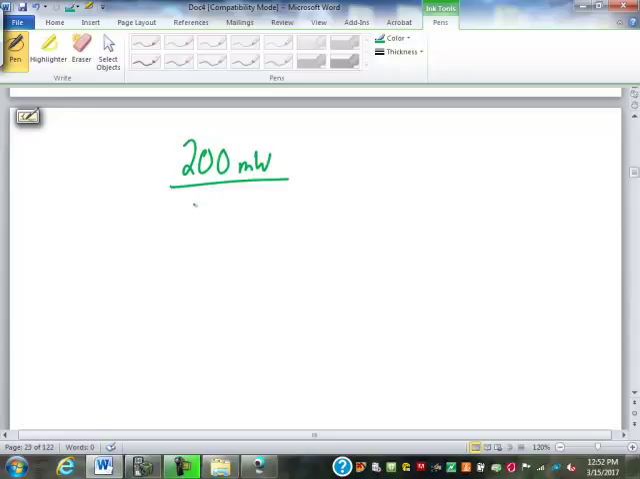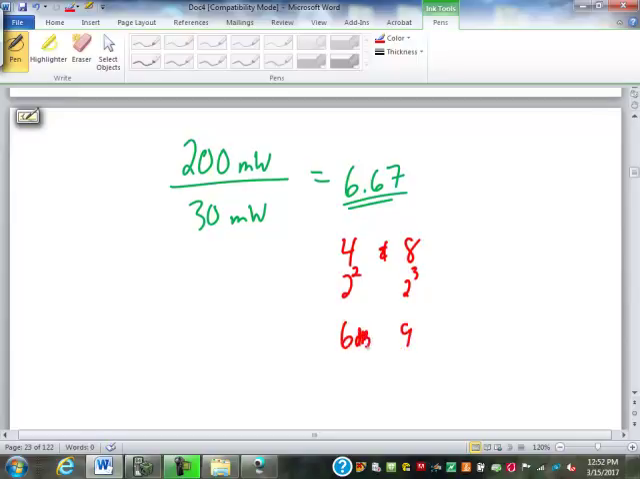Let's say it goes from 30 milliwatts up to 200. That divides out, that's going to be like 6.67 is the ratio. So what we can say is that's between 4 and 8. 4 is 2 squared, 8 is 2 to the third. So that's going to be between 6 and 9 dB. It's a pretty good size gap, but at least you know it's going to be between there. I do estimates like that just so I know where it's going to come out before I calculate it.